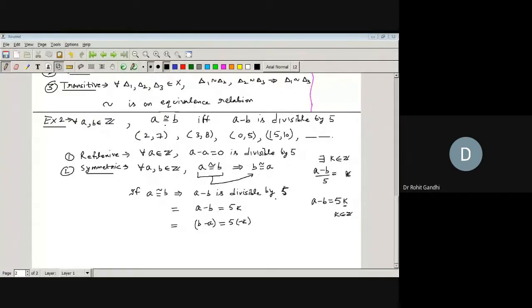So we start that if a is in relation with b, this implies a minus b is divisible by 5. Now, if a minus b is divisible by 5, that means a minus b can be written as a multiple of 5. But what we have to prove is b minus a. What we want this time is b minus a. So I am writing this expression. First of all, tell me whether this expression is true or not.